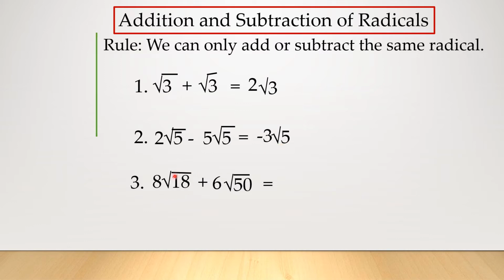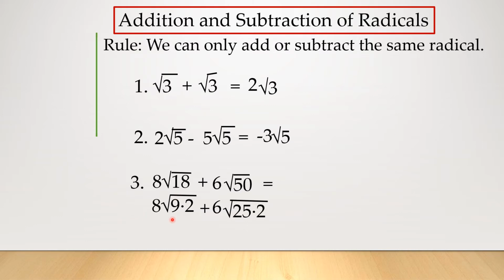Now, here in this case, look at this one. What I'm going to do is rewrite 18 and 50. So 18, wherein I need to find a perfect square within this. So I can rewrite that as 9 times 2. So I'm just going to copy 8, then 9 times 2, that is 18. Same with 50, that is 25 times 2.